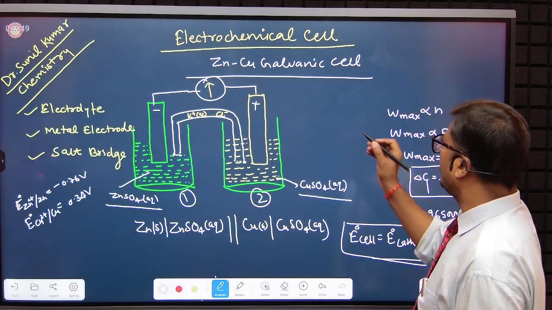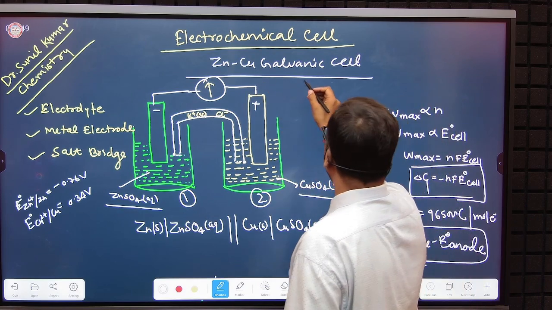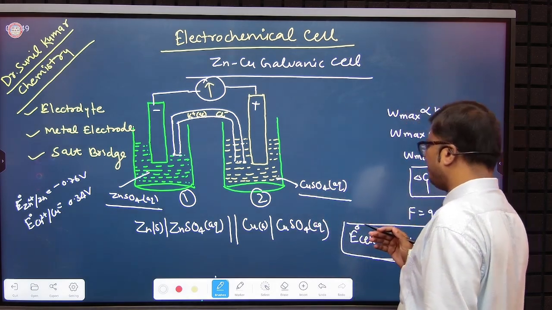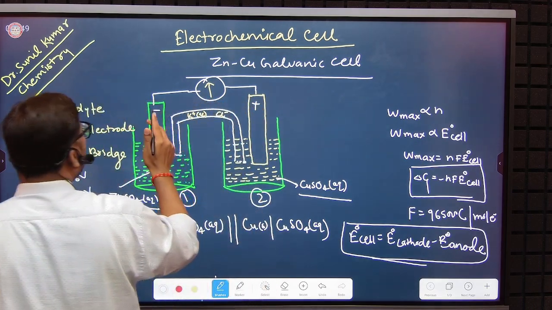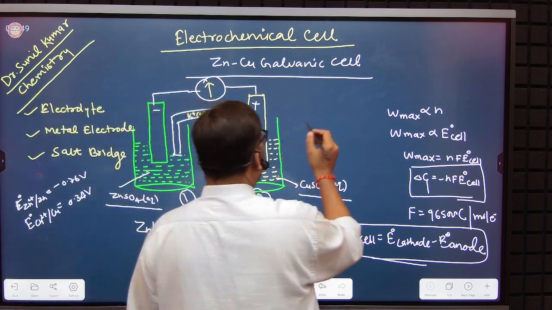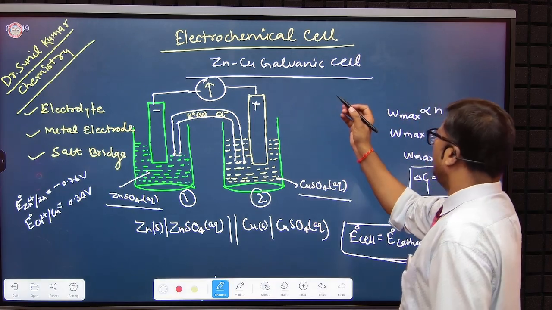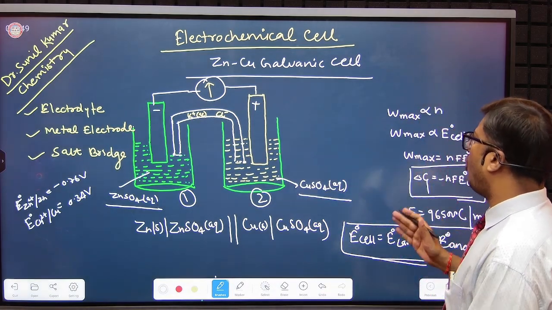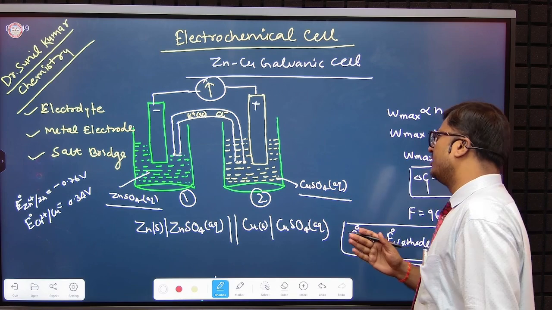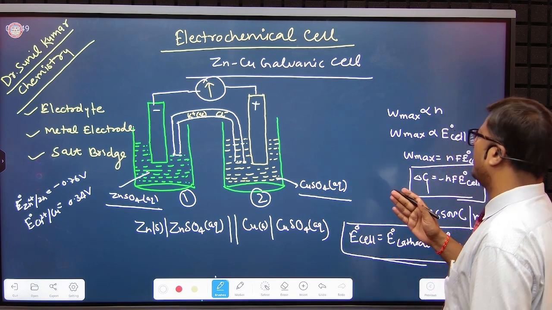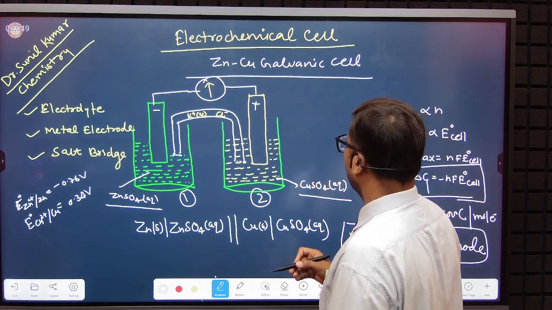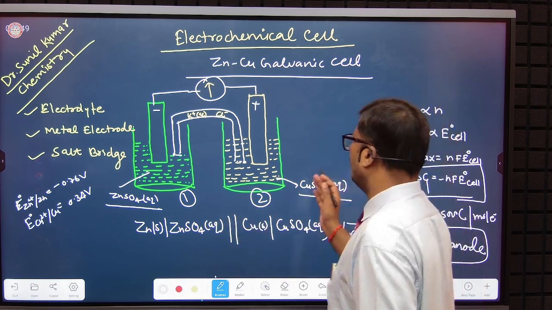Here we are going to focus on the zinc copper galvanic cell, which is a special type of electrochemical cell. An electrochemical cell is based on redox reactions or the redox process, and it is composed of electrodes and solutions, and the solution is the electrolyte, right? So this is the zinc and copper galvanic cell setup that I have shown.